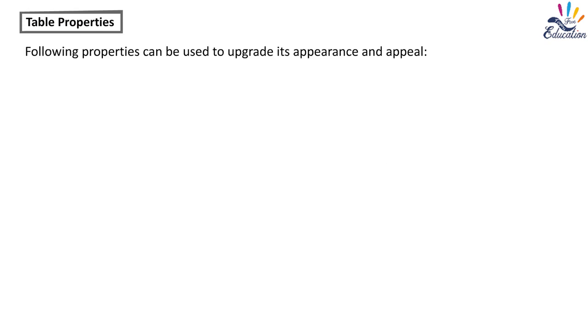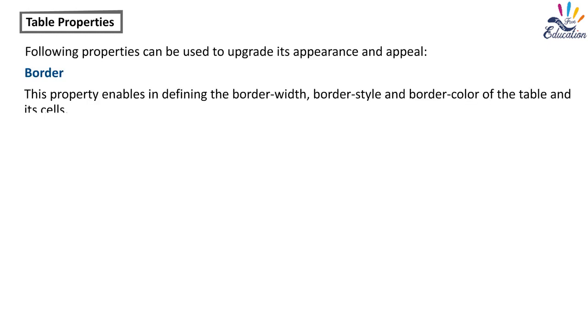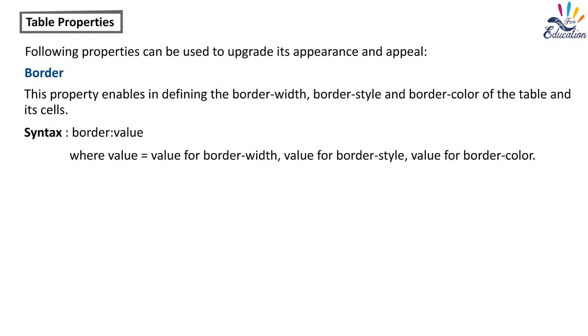Table properties. The following properties can be used to upgrade its appearance and appeal. Border. This property enables defining the border width, border style and border color of the table and its cells. Syntax: border: value, where value is equal to value for border width, value for border style, value for border color.